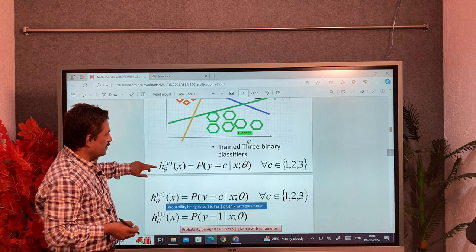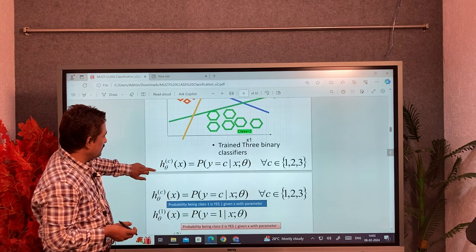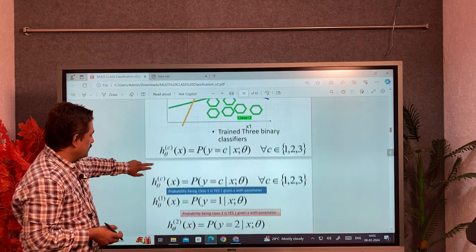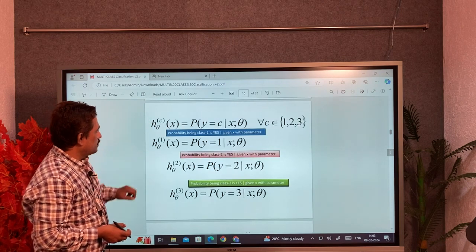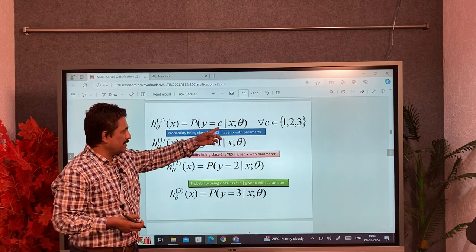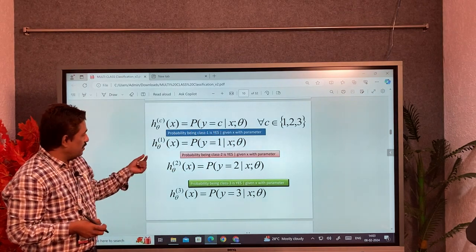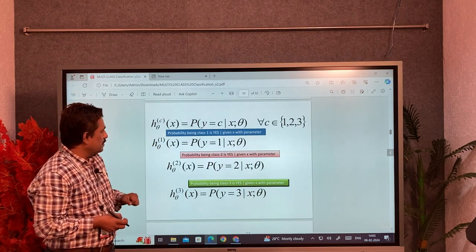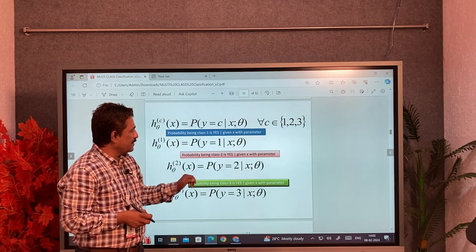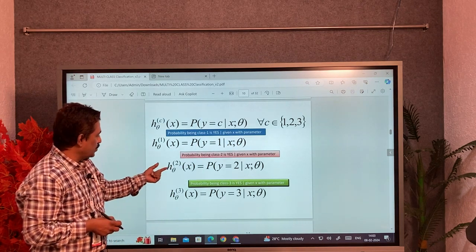So far we have trained the multi-class classifiers. So, h theta C, where C denotes the class number, is like estimating the probability of being class C given x and the parameters theta. For example, the first hypothesis: what is the probability of being class 1 given the training data set x and theta? Similarly, you can find H2 and H3.